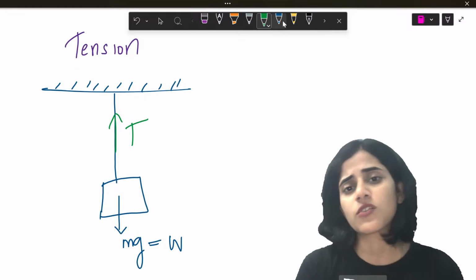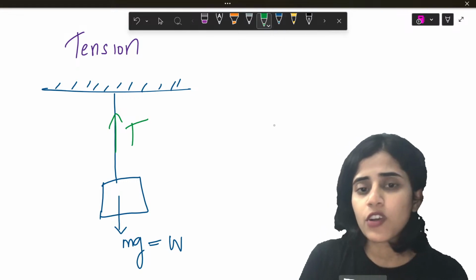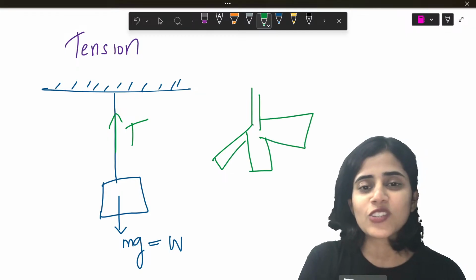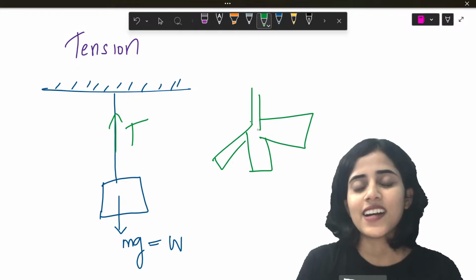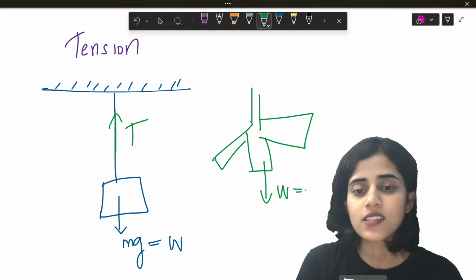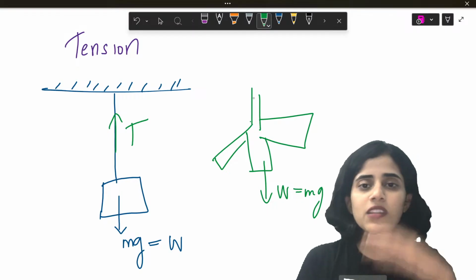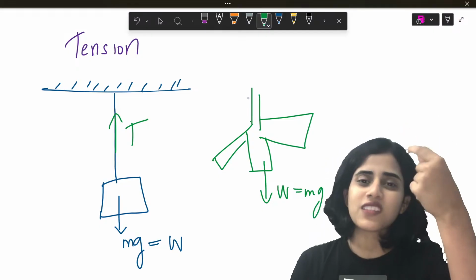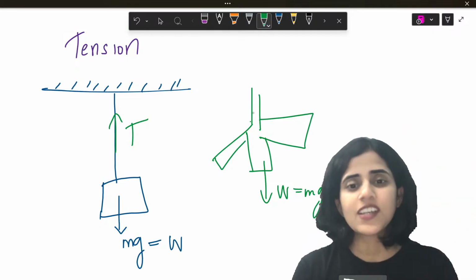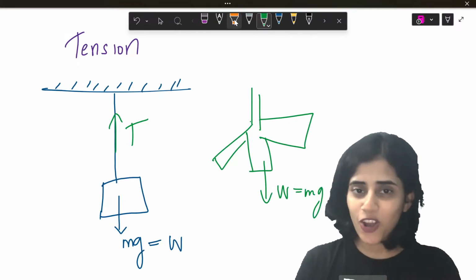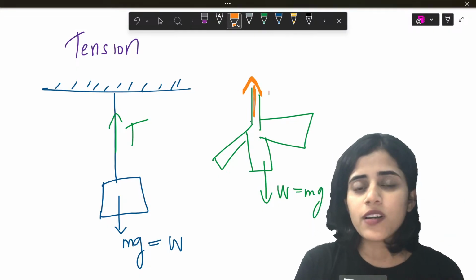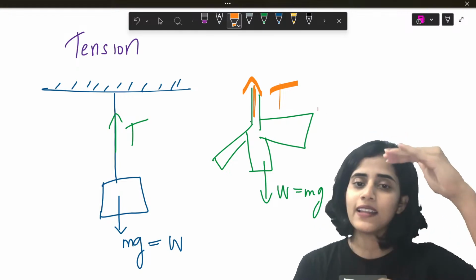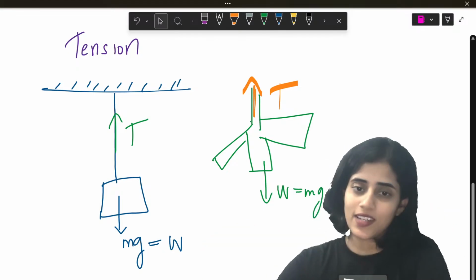Now, not just a string, take your fan at home. I'm very bad at drawing, so let's imagine this is your fan. This fan also has its weight, which is mg, acting downwards. But the fan does not fall on your head. Sometimes it does, but that is because of problems in the fixing, technical issues. Generally a fan does not fall down because it has an upward force, tension, which acts upward. So tension and weight are balanced, and the fan stays where it is.